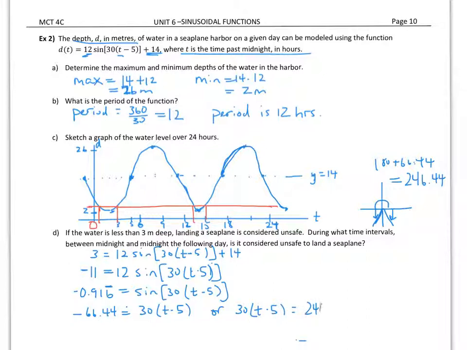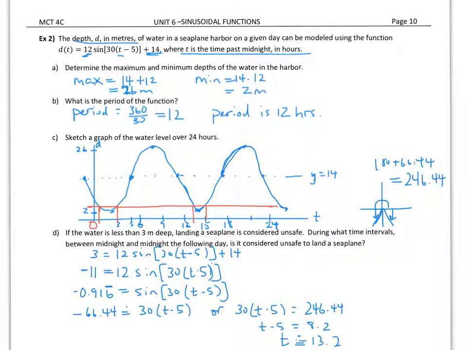So we get 30 times (t minus 5) being equal to that other option of 246.44. I've got that answer in my calculator. I'm going to divide by 30 to undo the times by 30, so that gives me t minus 5 being equal to roughly 8.215. Then I'm going to add 5 to both sides, and that gives me 13.2. So t is approximately equal to 13.2, and that's in hours, so that would be like 1 in the afternoon plus 0.2 of an hour.